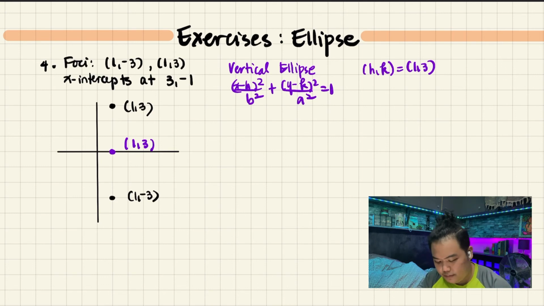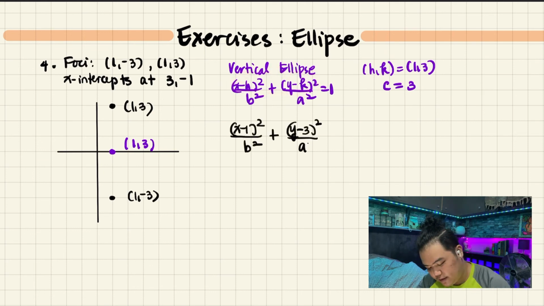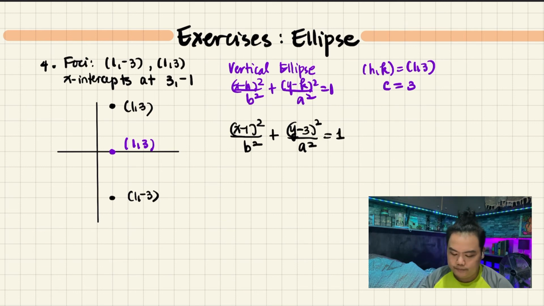Okay ba yan? Ano pang mga impormasyon ang makukuha natin? Si C, center to focus, we have ilang units yon? 1, 2, 3. 3 units. So, plug in na nga natin ito dito. Ano ang lalabas? Square over A square equal to 1. Kailangan natin ma-solve yung B tsaka A. So, gagamitin natin itong impormasyon na to.